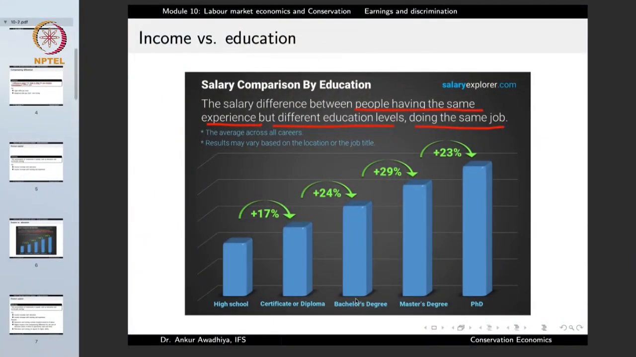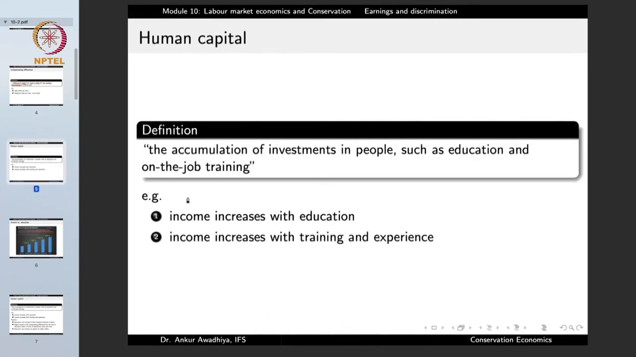A person who is a graduate of the high school is paid less. A person with a certificate or diploma is paid more than the high school graduate. A person with a bachelor's degree is paid even more, a person with a master's degree is paid even more, and a person with a PhD is paid even more. Even though these people are doing the same job and they have the same experience, the only difference is the difference in the education levels. So in this case, we are paying these people more on account of the accumulation of investment in the people by means of education or training.